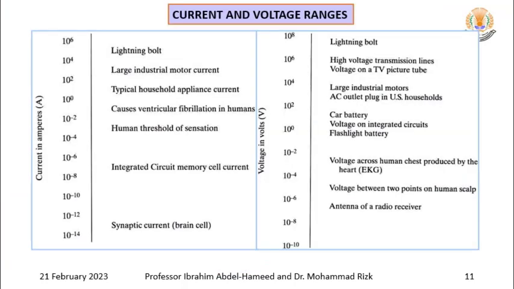And we agreed that in terms of current and voltage, we have a wide range. We can have up to 10 to the power of 6, a mega ampere, down to very small current in femtoampere in brain cells. The same for voltage: up to 10 to the power of 8, 100 million volts, down to very small voltage in microvolt in the case of an antenna.